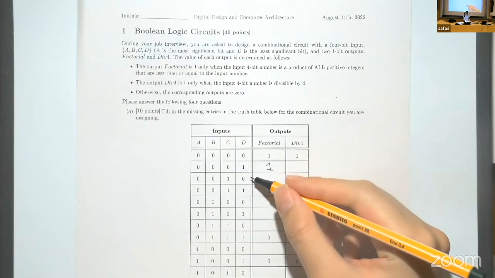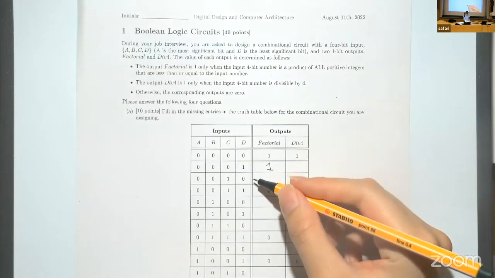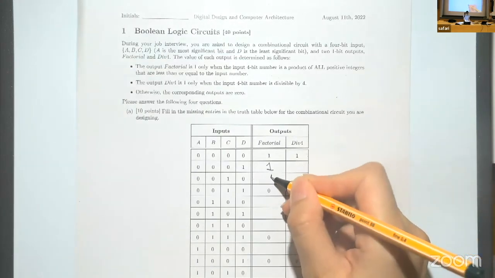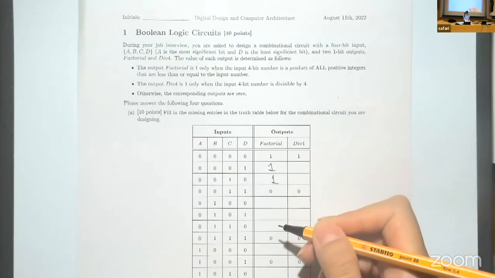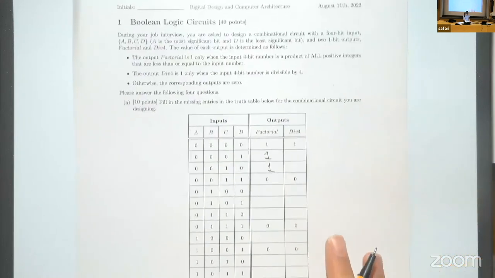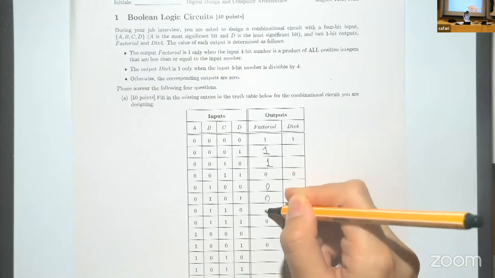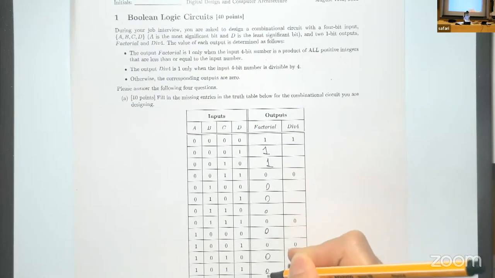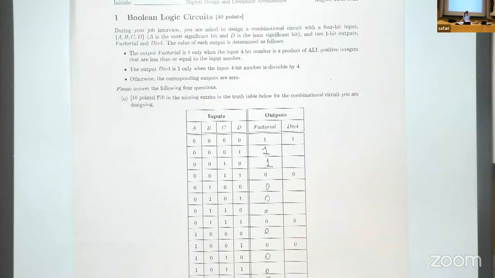And the next input is 2. 2 is a multiplication of 2 and 1. So this is also 1 for the others. And if you go through the same description for all the other numbers, you will see that it's never the case for any other numbers. So all the entries should be 0 for the remaining ones.